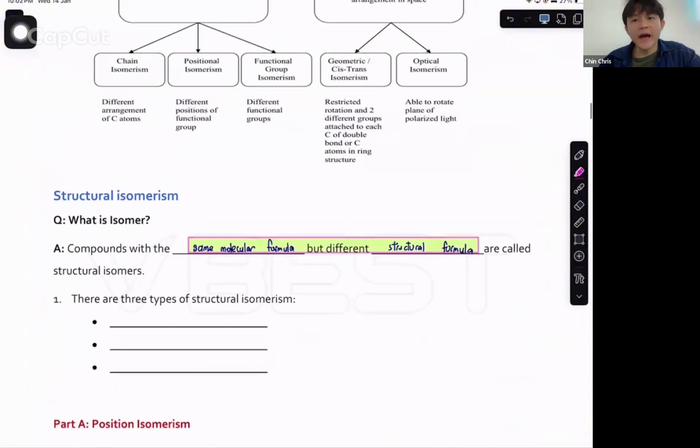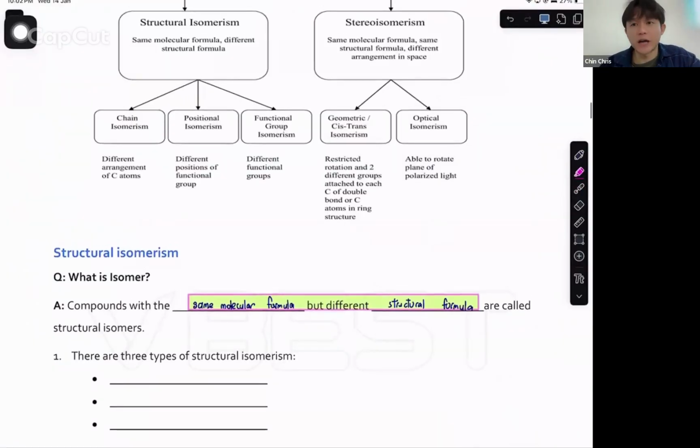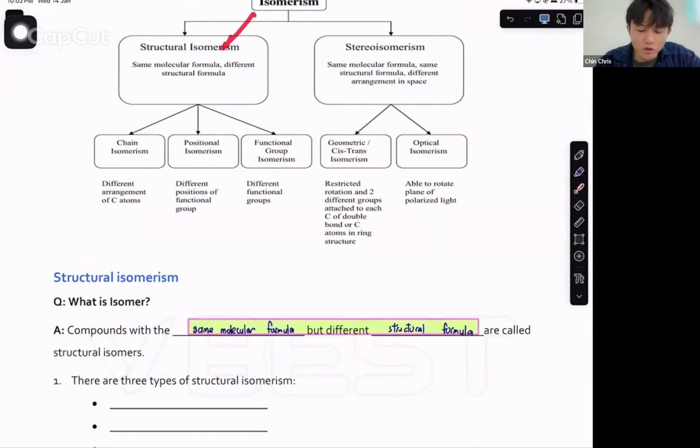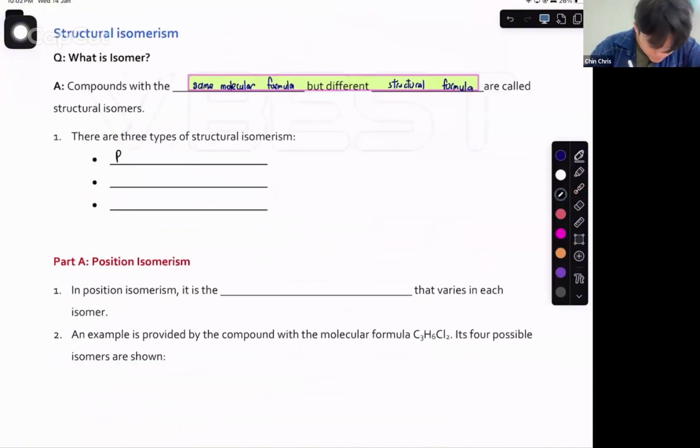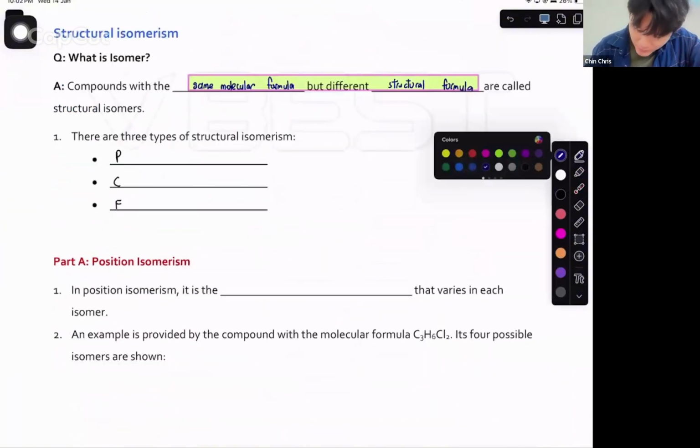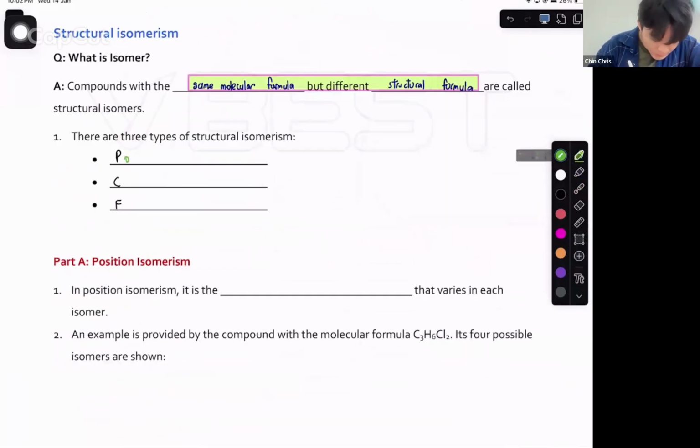All right, guys, in your AS, you have 2 types of isomerism, which is structural isomerism and stereoisomerism. Structural is sort of done in your IG. So we have chain, positional, and functional. So we call it PCF. Not PDF, but PCF. So P stands for positional isomerism, chain isomerism, functional group isomerism. Done. That's it.